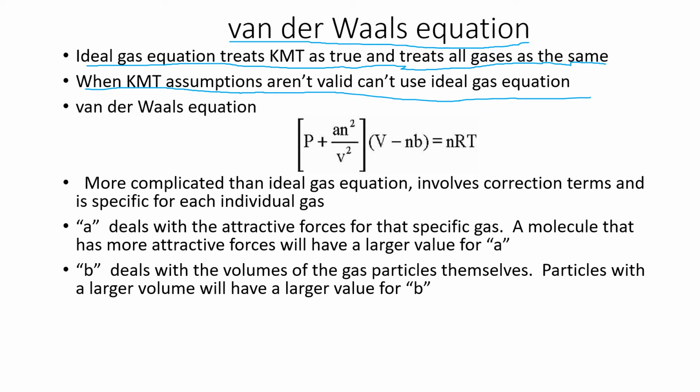It's not going to work. So there's another equation we can use. It's called the van der Waals equation. The van der Waals equation is more complicated than the ideal gas equation. You can see it here. It involves correction terms and is specific for each individual gas.